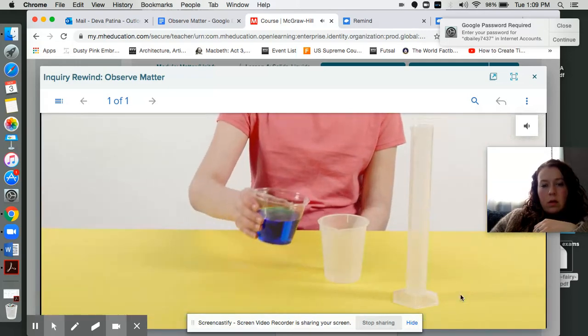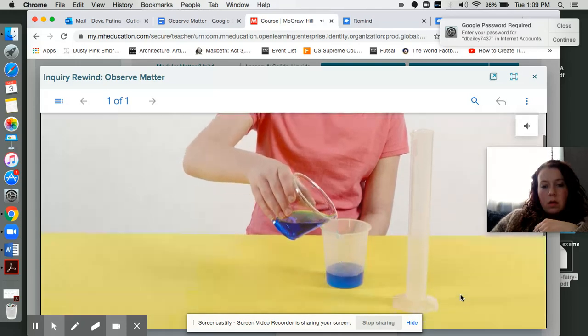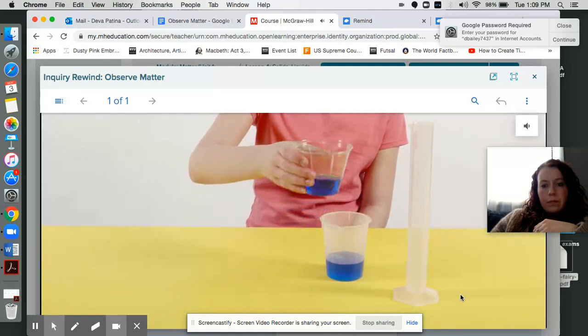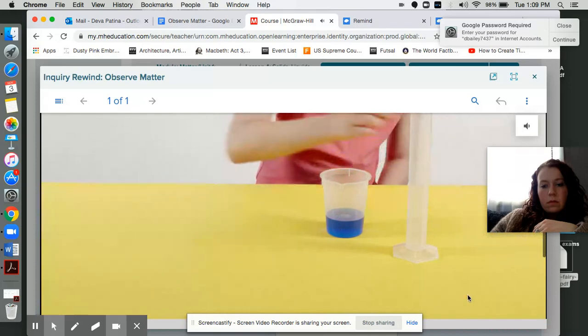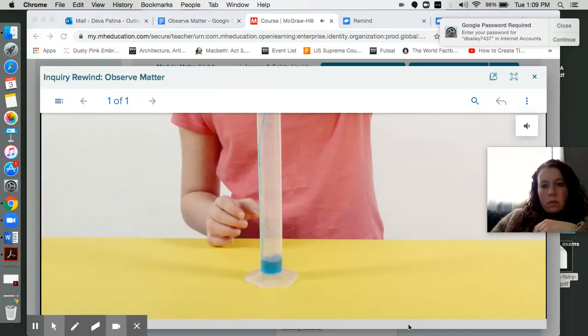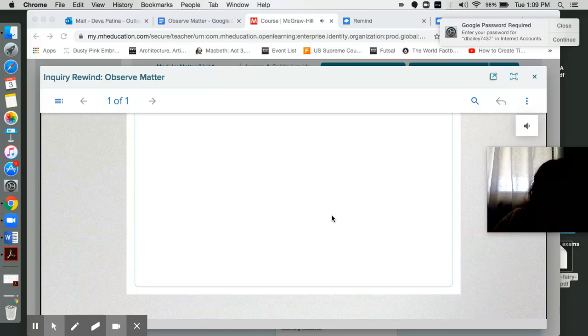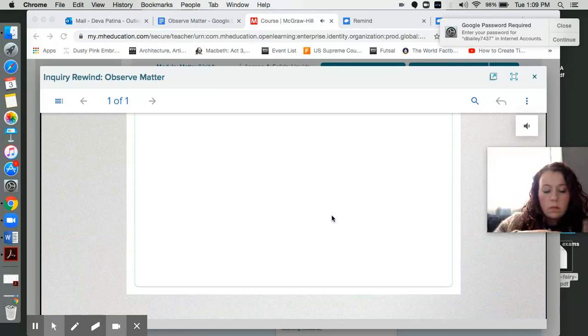At this station, you will see some water, a beaker, and a graduated cylinder. Carefully fill the beaker halfway with water. Pour some of the water from the beaker into the graduated cylinder. What happens to the water's shape? Record your observations in your notebook. When you finish recording your observations, select Continue.